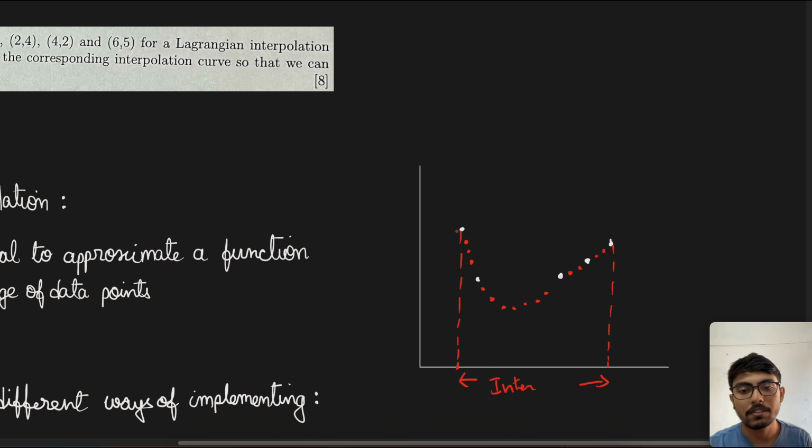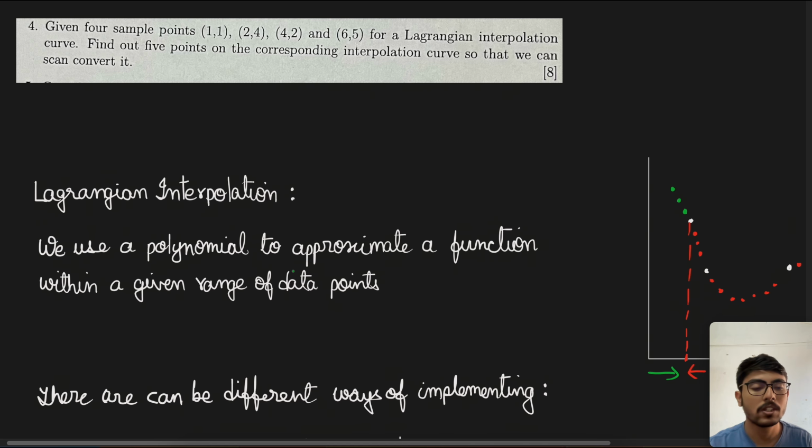But let's say we wanted to find out something outside this range, say here. If we try to find out here or here, that will be called extrapolation. This is a major confusion, so I tried to clear up what is extrapolation and what is interpolation. All the green dots that you see are extrapolated out of this function. So now let's continue with our discussion.